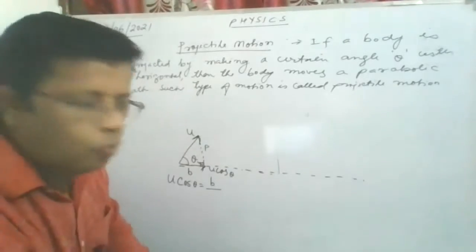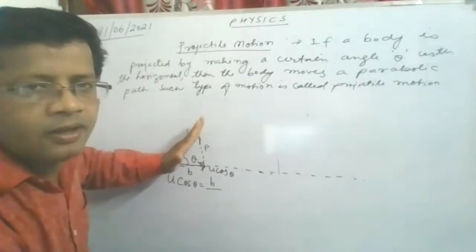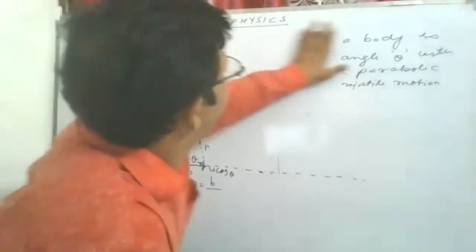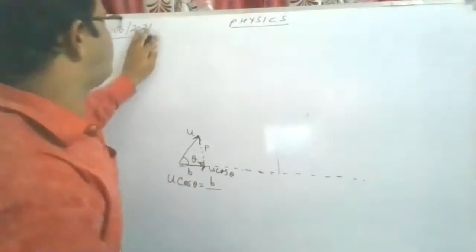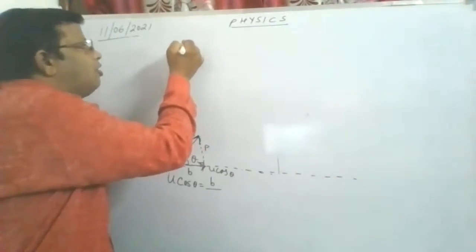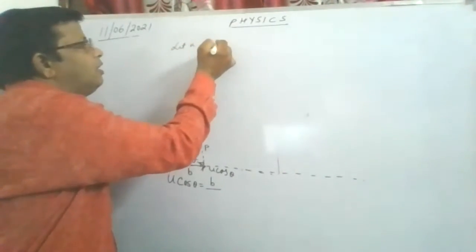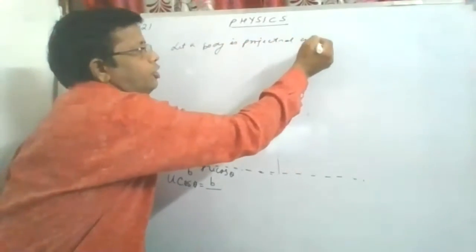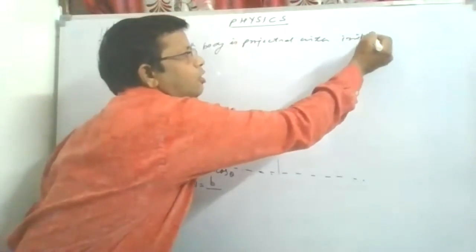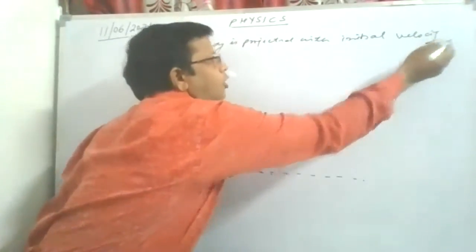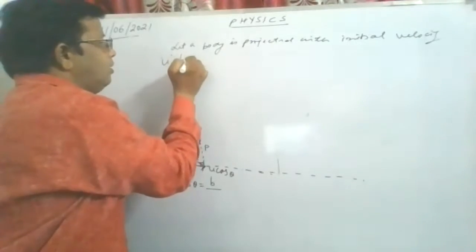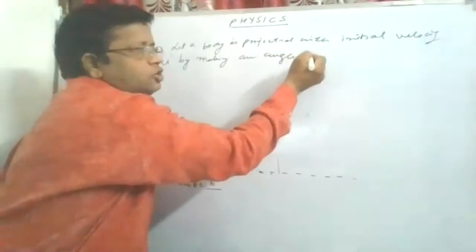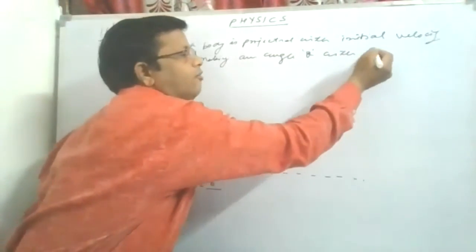See here, beta, we have projected the body. What is the condition here? We are discussing projectile motion. Let a body be projected with initial velocity u by making an angle theta with the horizontal.